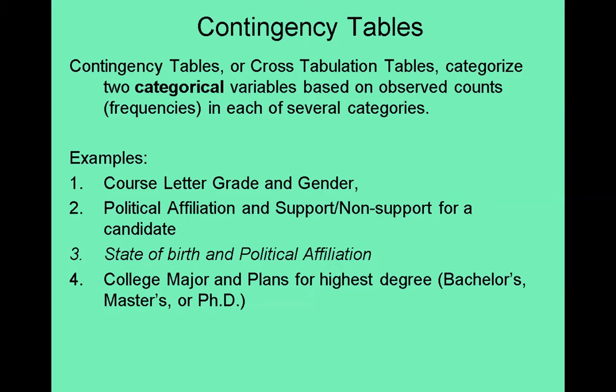Contingency tables or cross-tabulation tables categorize two categorical variables based on observed counts or frequencies in each of several categories. For example, 1. Course letter grade and gender. 2. Political affiliation and support or non-support for a candidate. Number 3. State of birth and political affiliation. Or number 4. College major and plans for highest degree: bachelor's, master's, or PhD.